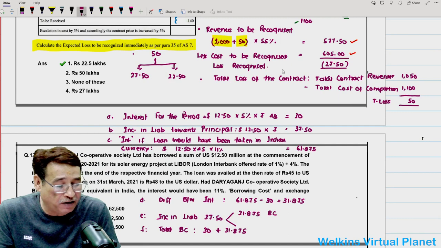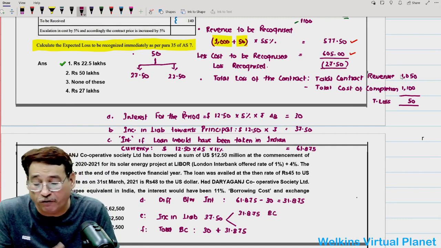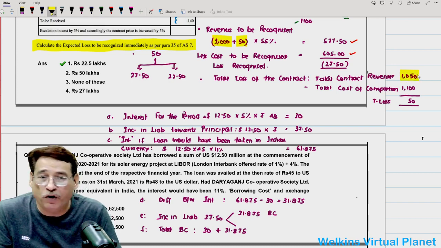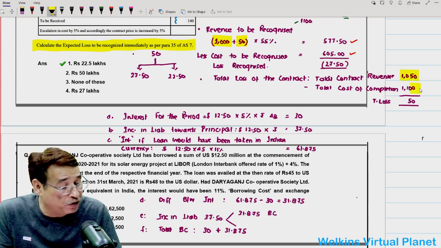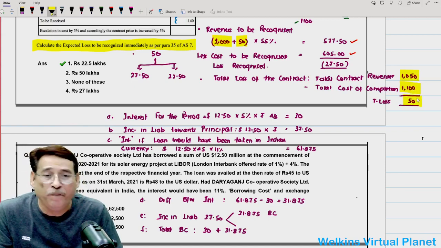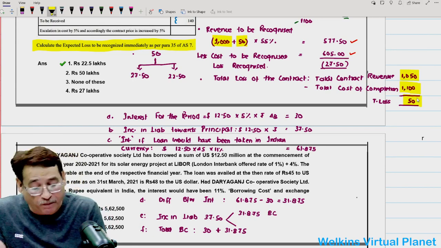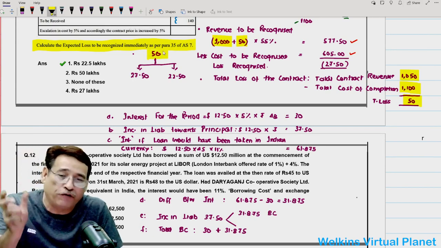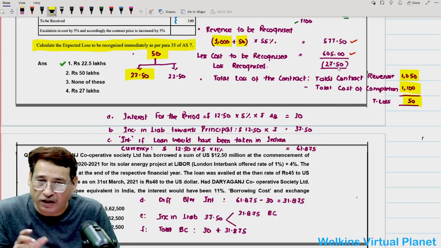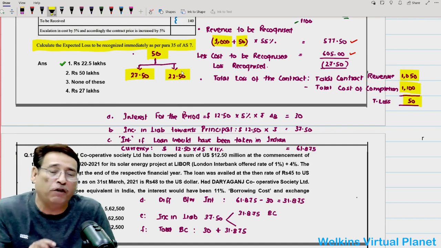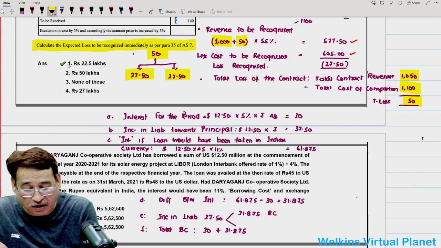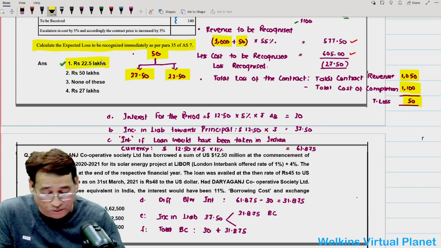All you have to do is compare your total cost of the contract with the total revenue. In this case, I have already told you that total revenue is equal to 1,050 and total cost of completion will be 1,100. Your cost will be higher in comparison to your revenue. So finally, your total loss will be equal to 50 lakh. Correct? Out of that, in the current year, you have already recognized 27.50. So you will have to make a provision for expected loss to the extent of 22.50. So this is your correct answer. Is it clear to you?